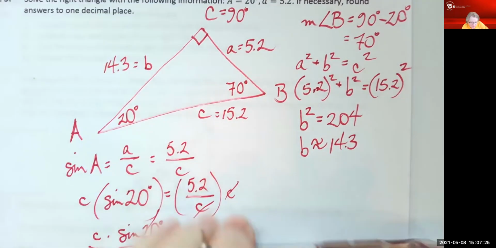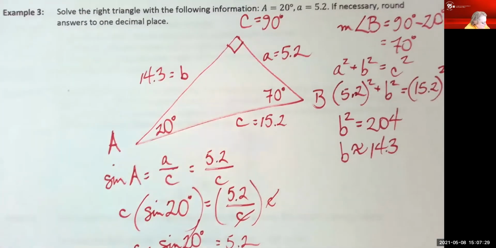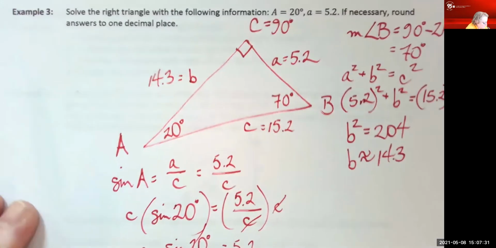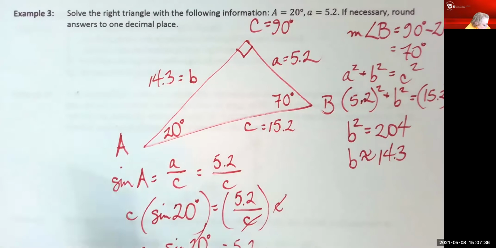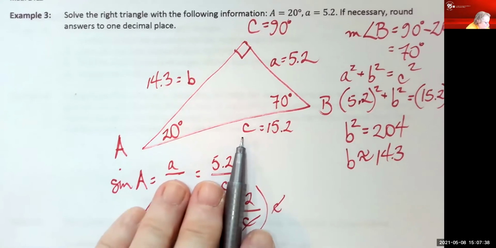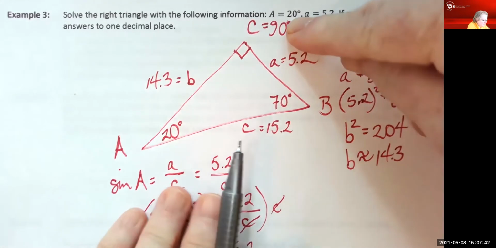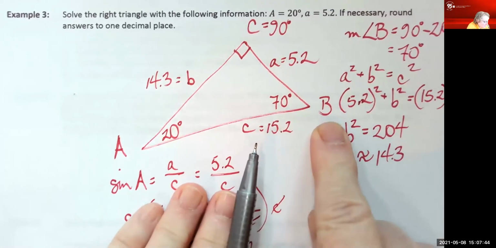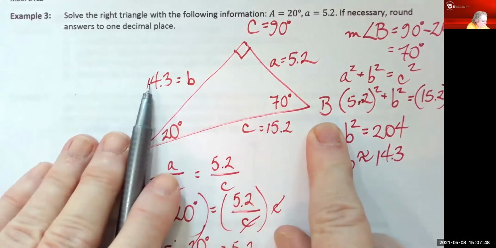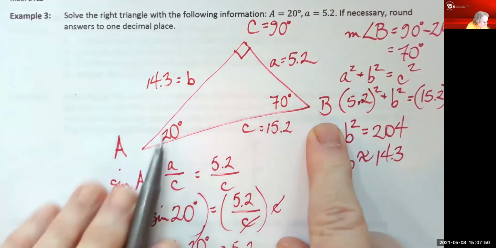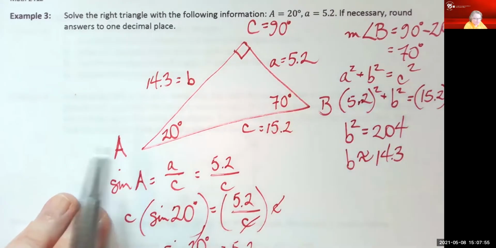Now let's look at these answers and see if they make sense. Which side has the longest length? Yeah, side C has the longest length, and it is the largest angle. The angle that comes next is angle B, and it has the middle length. The angle that is smallest by far is angle A, and it has much shorter length. So it looks good.